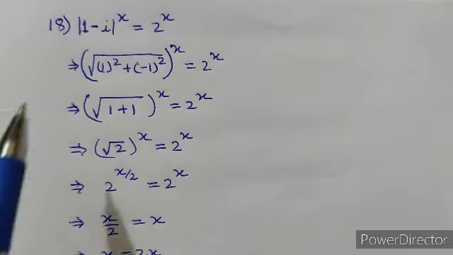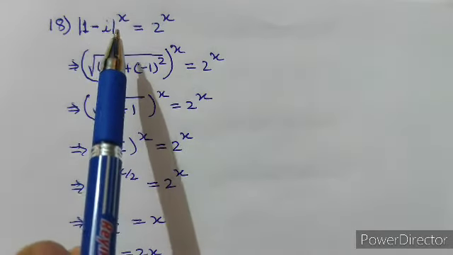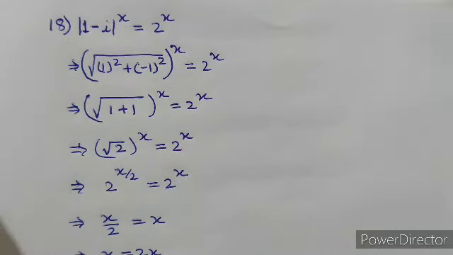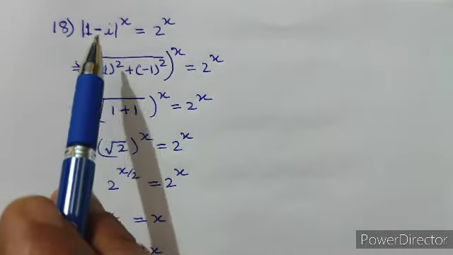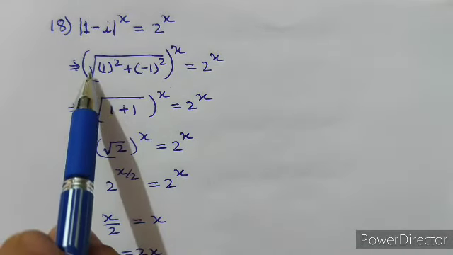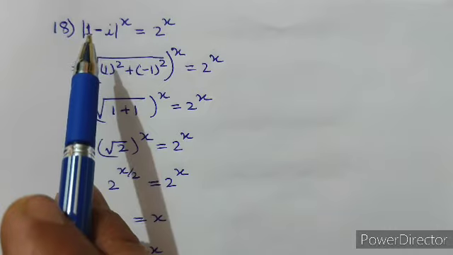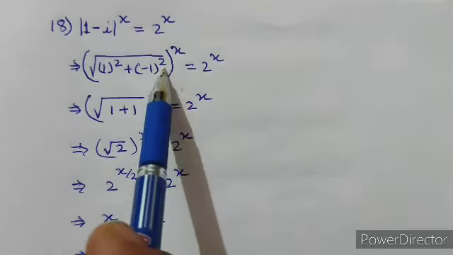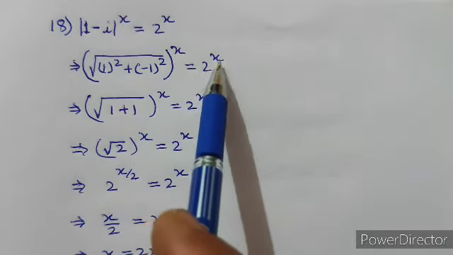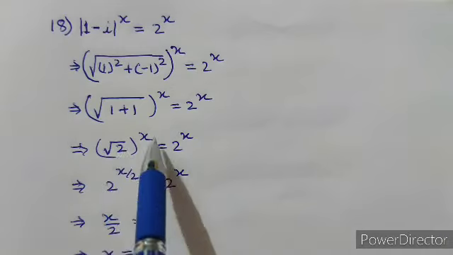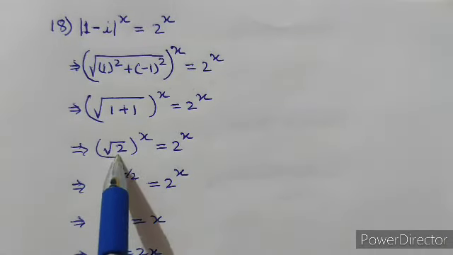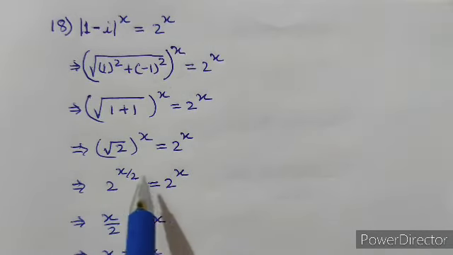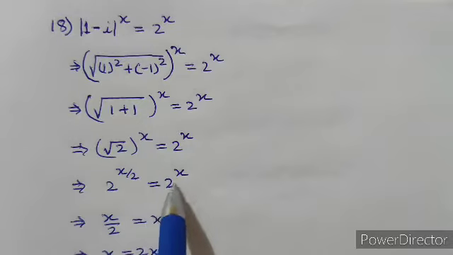Now in question number 18, modulus of 1 minus i raised to power x is equal to 2 raised to power x is given to us, and we have to find the value of x. Here modulus of 1 minus i will be equal to root of 1 square, that is square of real part, plus square of imaginary part, that is minus 1 here, raised to power x equal to 2 raised to power x, and that will be root 2 raised to power x equal to 2 raised to power x. Now root 2 raised to power x can be written as 2 raised to power x by 2, and that will be equal to 2 raised to power x.